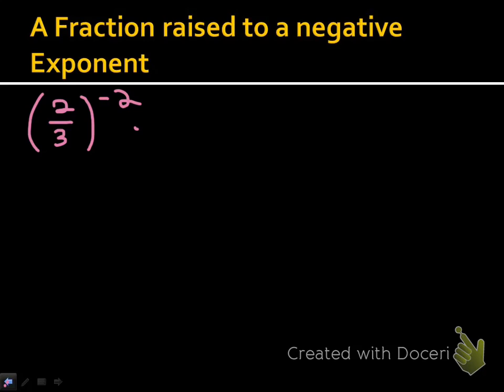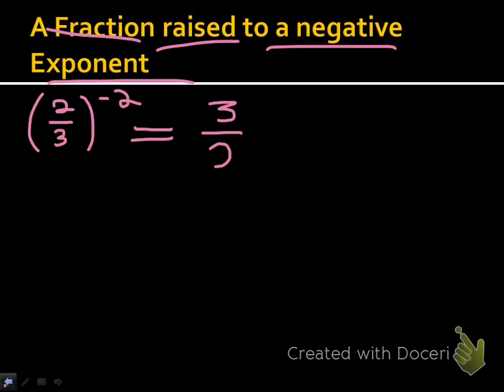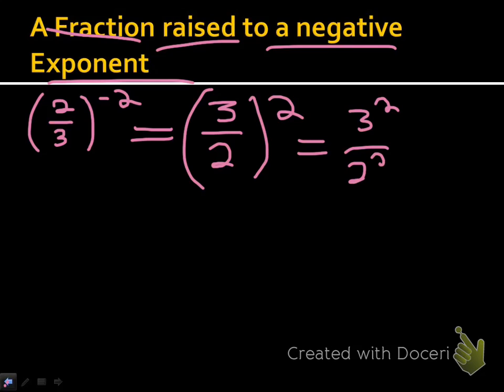If I have a fraction raised to a negative exponent, I can show you in class the expanded reason as to why what I'm about to say is true. My suggestion is just to memorize it. And the rule is this: if I have a fraction to a negative exponent, I can flip the fraction and raise it to that same positive exponent. So this would simplify to 3 squared over 2 squared, which is 9 over 4.